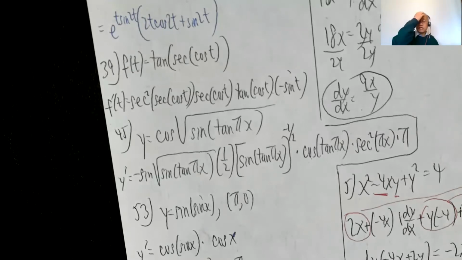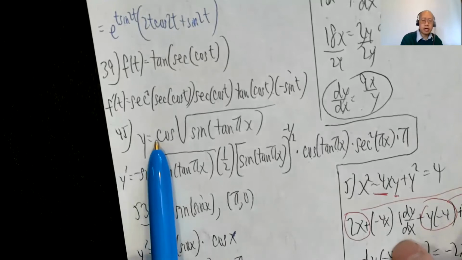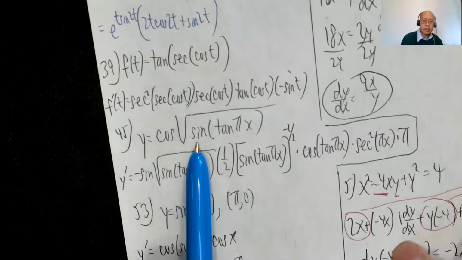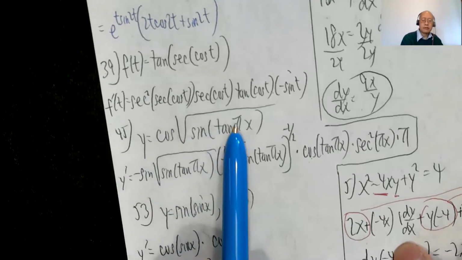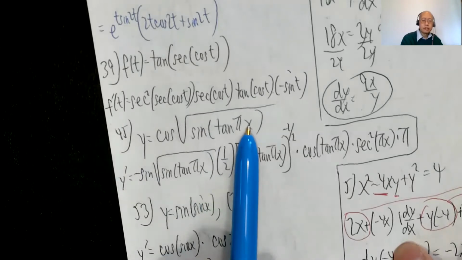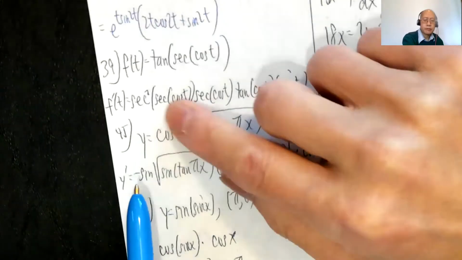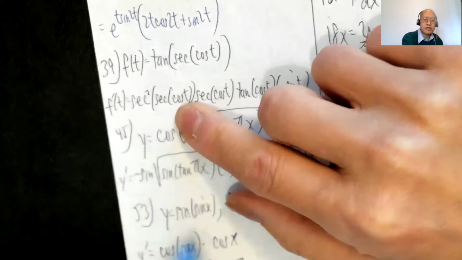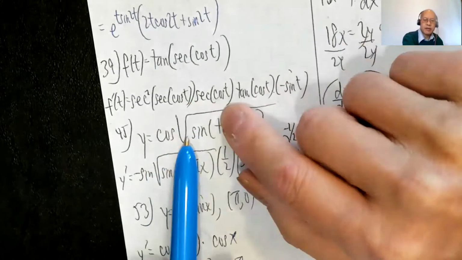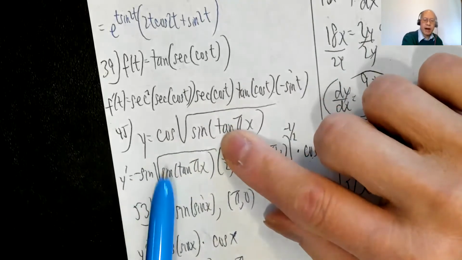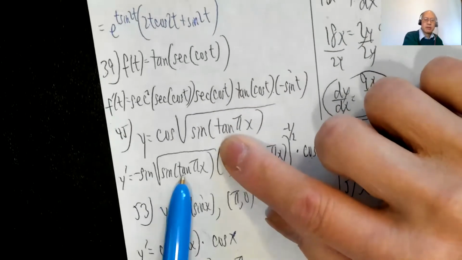Okay, 45 has 5 functions. So you have 5 levels. The 5 functions are cosine, followed by square root, followed by sine, followed by tangent, followed by pi x. So you just do one after the other, just chain them. The outermost is cosine, so the derivative is negative sine. So I put negative sine of everything behind my finger, negative sine of radical sine of tan pi x.